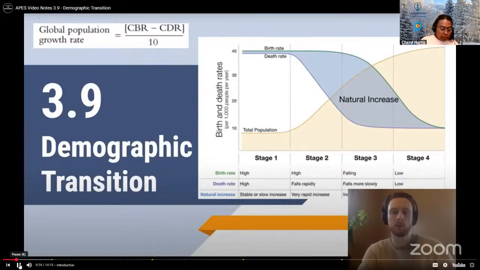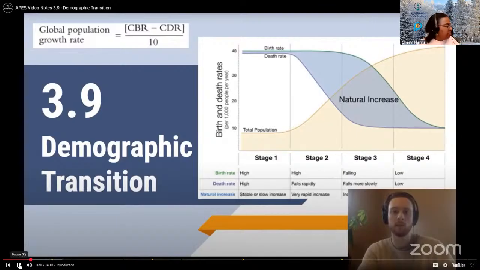So the light orange line in the background is going to represent population growth, while the green line represents birth rate and the blue line represents death rate. So we can see in stage 1, countries have very high birth rate and very high death rate, but since they're roughly equal, the population isn't really growing much. Remember that since growth rate is just birth rate minus death rate divided by 10, if we have equal birth rates and death rates, we're going to basically have 0 growth.